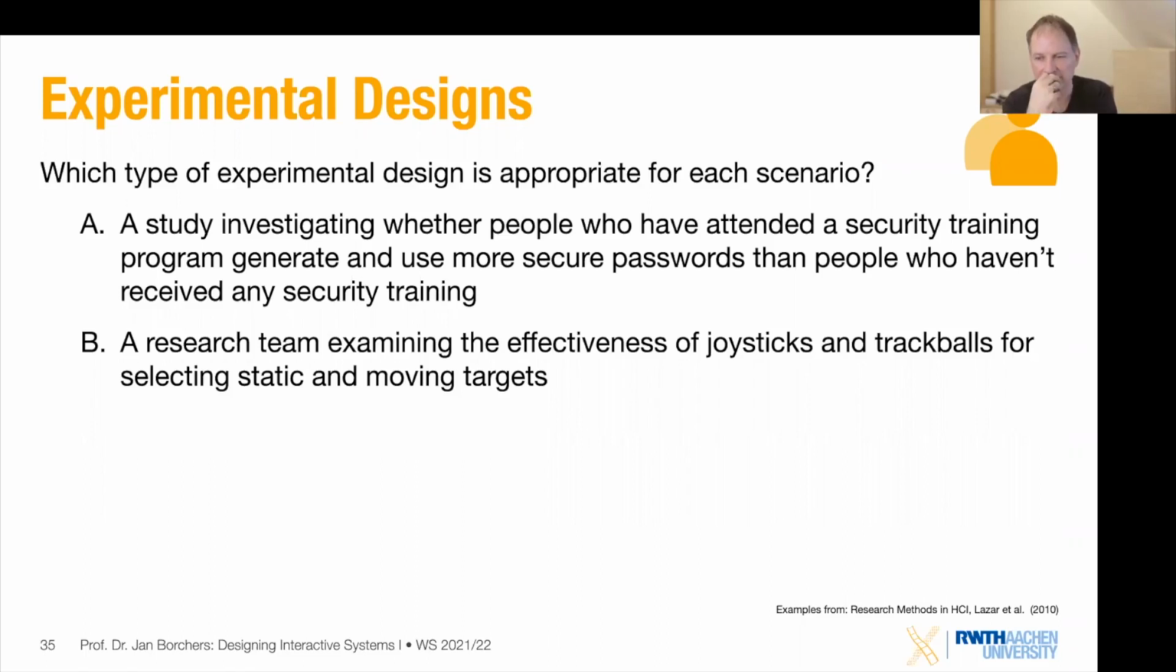Oh, Ziyong, you wanted to add something? Go ahead. Yeah, is there always a strict line between a between group and a within group? Because for this example, I could imagine something in between, where you split the group into between groups for the joysticks and the trackballs, but for each between group, you then do a within group for the static and moving. Yes, that is absolutely possible. You don't have to take the same choice for each variable.